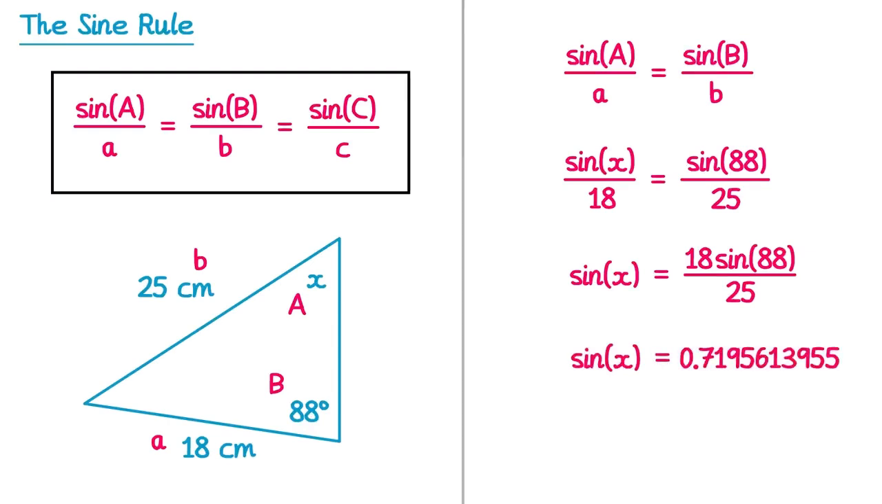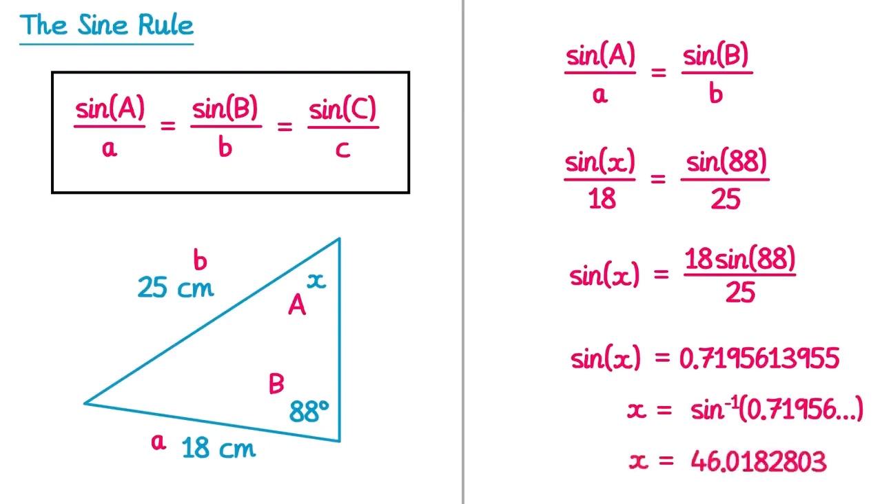Now this isn't the answer to the question, because this is not the value of x, but rather the value of sine of x. To find the value of x, we need to do the inverse sine of both sides. If we do the inverse sine of the left-hand side, this will give us x. And if we do the inverse sine of the right-hand side, we'll need to type this into our calculator, the inverse sine of this number here. If you do type that into your calculator, you'll find that x is equal to 46.0182803. Let's round this to one decimal place again, so that will be 46.0. And since this one's an angle, we'll put a degree sign.